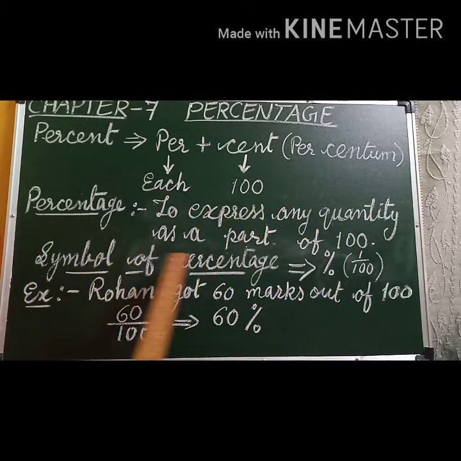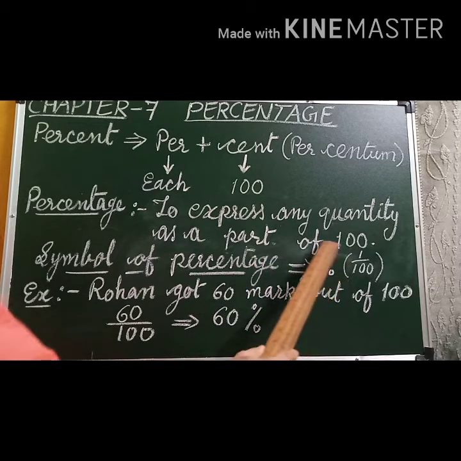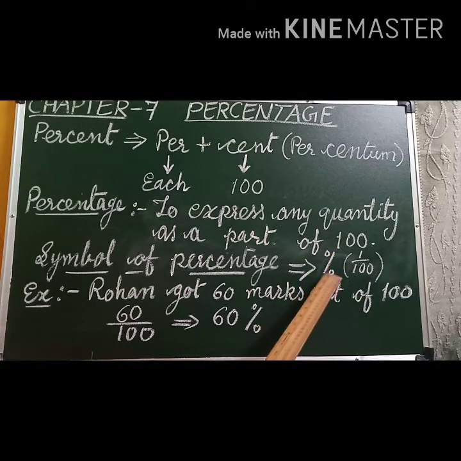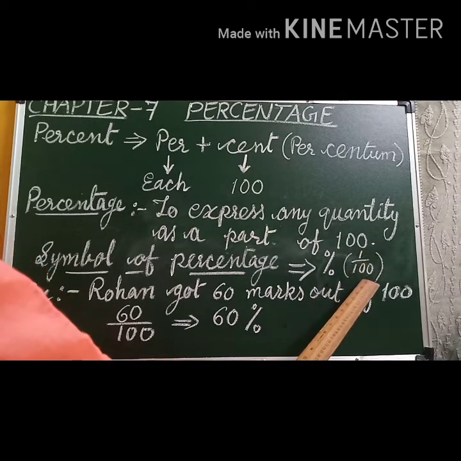And what is the symbol for percentage? This is the symbol for percentage. This symbol stands for out of 100, means 1 by 100. The percentage sign stands for 1 by 100.